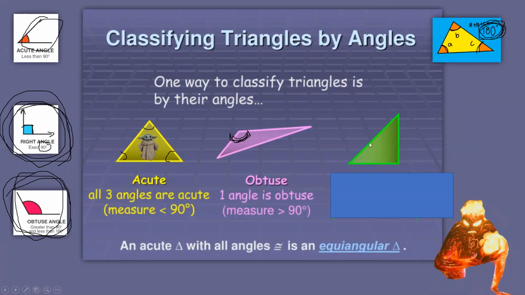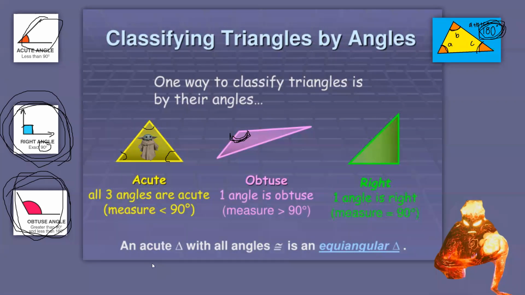And then last but not least, what do you think's in here? It's a right angle. One right angle is a right triangle. So that's pretty easy to remember. You're looking for anything that's not acute. If there's an obtuse angle, it's called an obtuse triangle. If there's a right angle, it's called a right triangle. And if there's not an obtuse or a right, then it's an acute triangle.